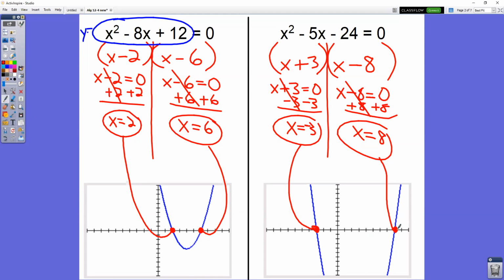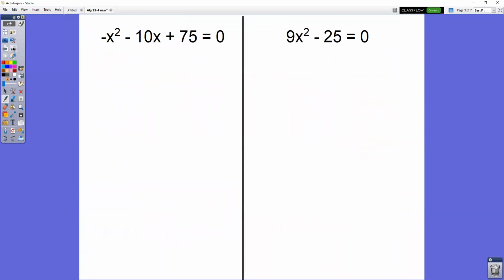Now, these are the easy ones. They get much, much harder. So take a look at the next one. In this next one, notice that we can't do reverse FOIL because we have a negative in front of the x squared. All right, we can't do reverse FOIL.